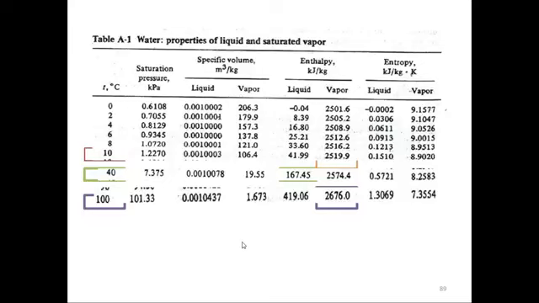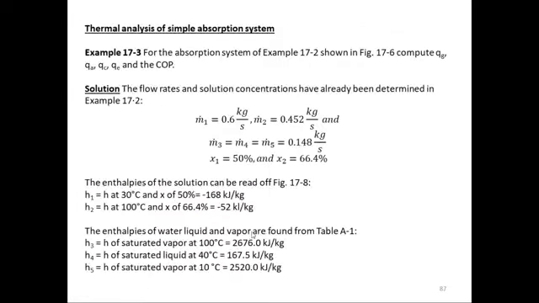If you look up the table, here is the table. 100 degrees centigrade vapor, 2676. So that's the value I have copied there. So it will be 2676 from the table A1.